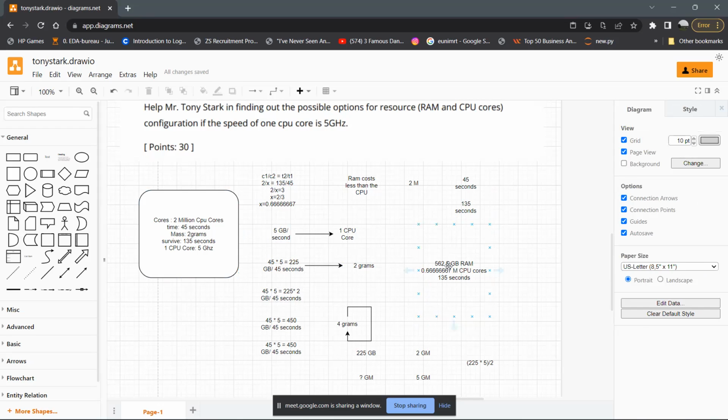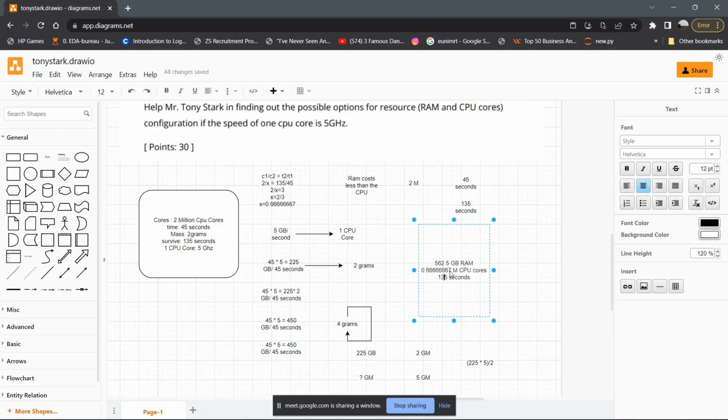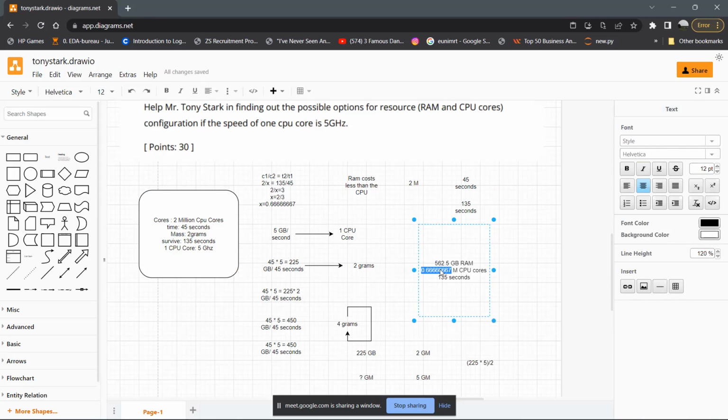Now for 135 seconds, we knew that it will survive, so we went from 45 to 135 seconds. We then reduced the number of CPU cores we are using. So now the cost for CPU cores is cut by how much? By 3, right?